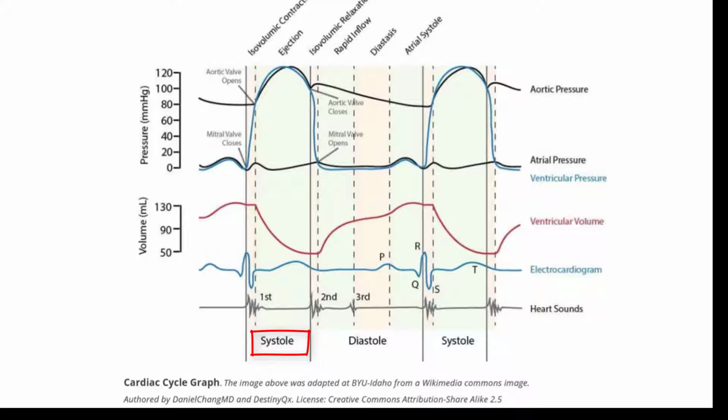Systole means to contract, and diastole means to relax. So that means that between these 2 solid black lines right here, the heart is squeezing, the ventricle's contracting, and between these 2, the ventricle is relaxing. So what would you expect the pressure to do in the ventricle during systole or contraction?